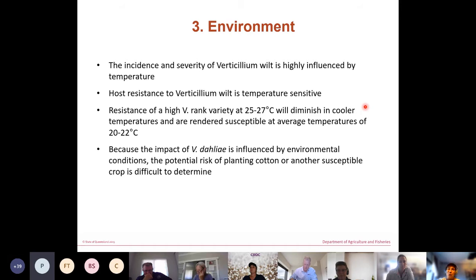But when you get that cool weather, the temperature goes down around that 20 to 22, those varieties start to become more susceptible. And so it's really difficult to make decisions about going back into cotton when you have this aspect to deal with, because you can't forecast that environment terribly well, and then you've got a variety that is changing its virulence based on that environment. It's a very difficult situation.